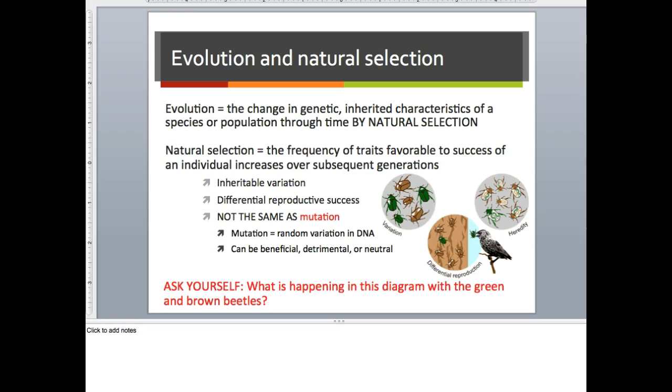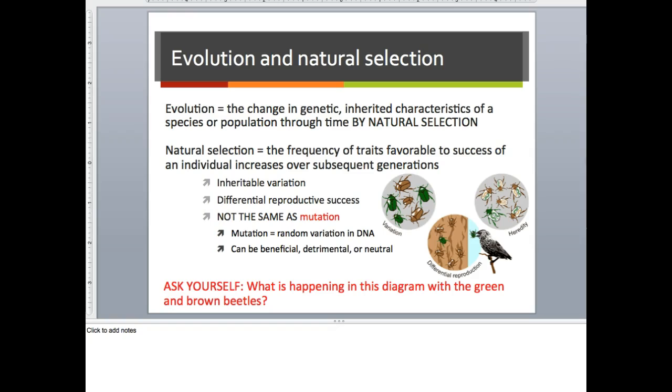And then gradually, as those favorable characteristics are propagated through the population or the species, then you get this process of evolution. And I just want to make sure everybody understands too that natural selection is not the same as mutation. Mutation is random variation in DNA. It can be beneficial, but it could also be detrimental or neutral. It provides some of the variation on which natural selection acts, but it is not the same as natural selection.